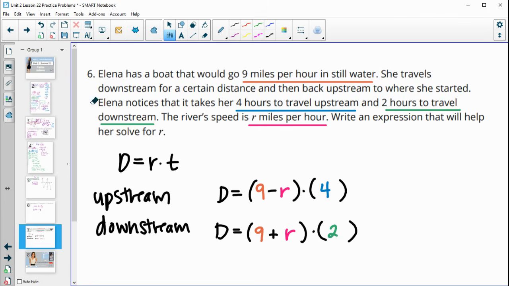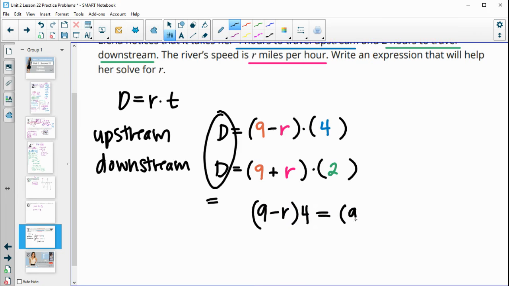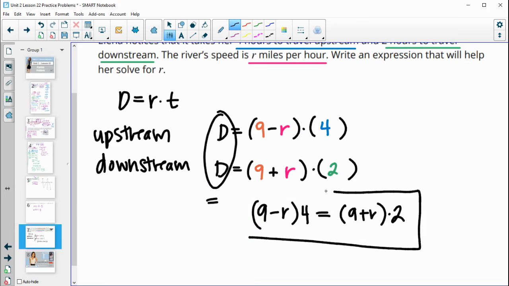So here's kind of our two equations for upstream and downstream. And then we know that these distances are equal. So we can just set these equations equal to each other. 9 minus r times 4 equals 9 plus r times 2, since the distances were the same. So these two things give us the same distance. So this would be the equation that we would use to help us solve for r.